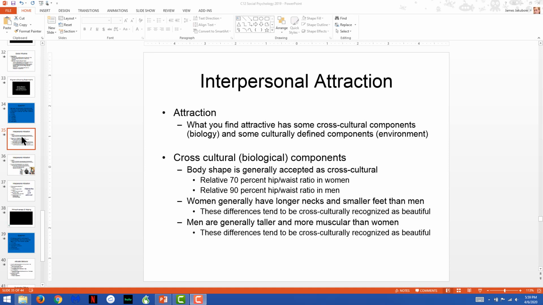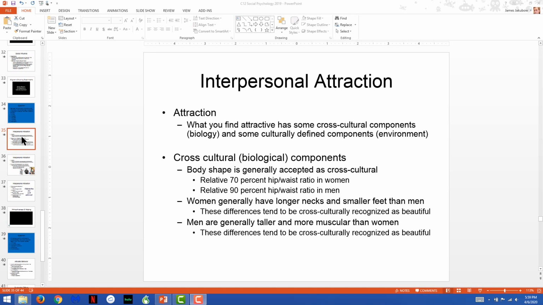Now, in terms of attraction, what people generally find attractive has some cross-cultural components, and if they are cross-cultural and common across all human beings, then you would generally refer to them as being biologically based, and some culturally defined components. So things specific to your culture, which is really going to be an environmental aspect.